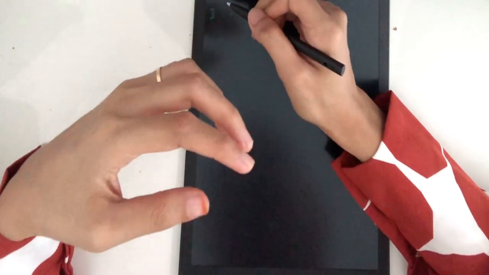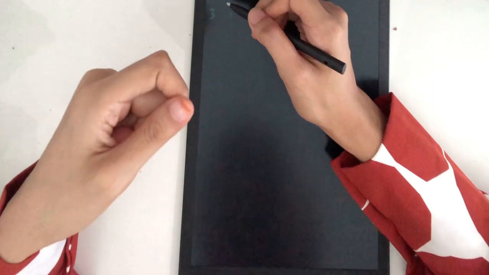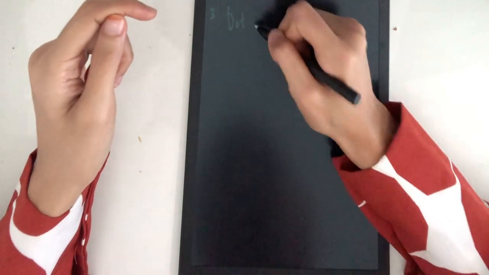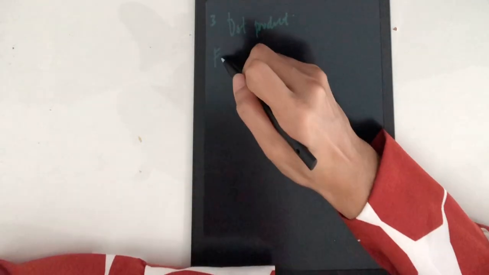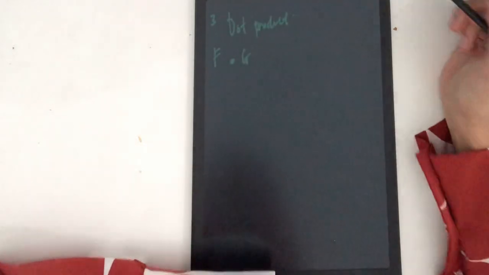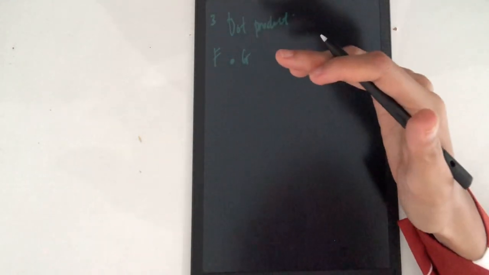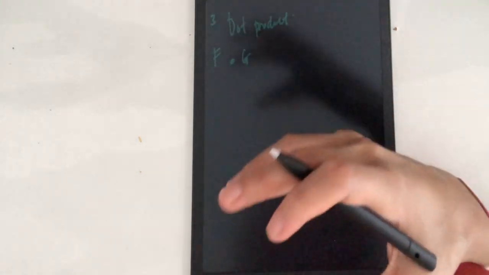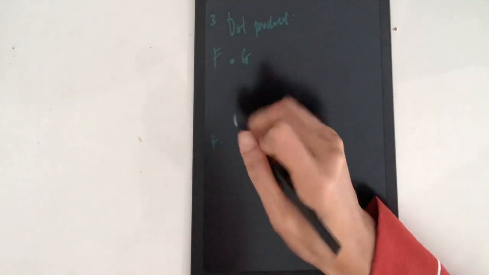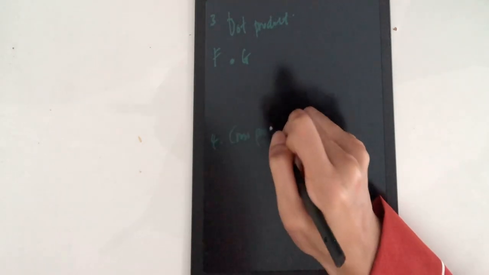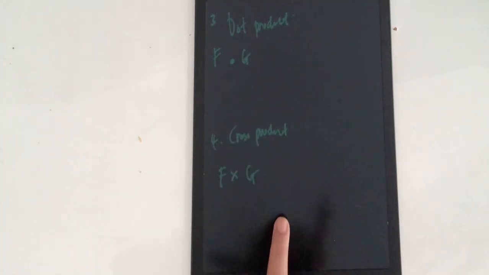Now for number 3, it is a product. For this vector function we have 2 types of product, or 2 types of multiplication. The first one we call a dot product. Dot product means f dot g. This is multiplication, but multiplication with a dot. Because you have another one, we call it a cross product. Cross product is something like this, f cross g.